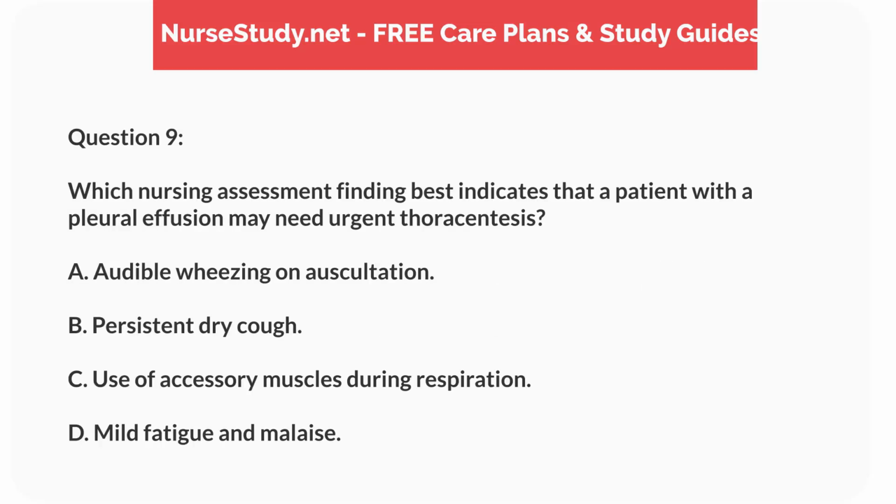Question 9. Which nursing assessment finding best indicates that a patient with a pleural effusion may need urgent thoracentesis? A. Audible wheezing on auscultation. B. Persistent dry cough. C. Use of accessory muscles during respiration. D. Mild fatigue and malaise.